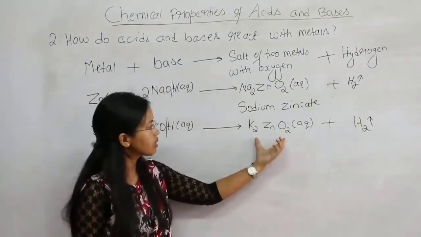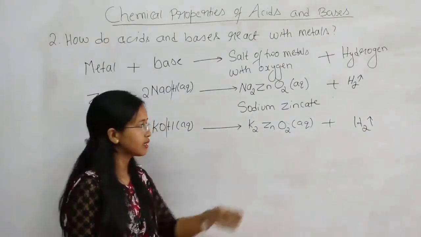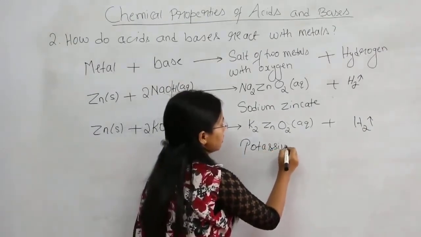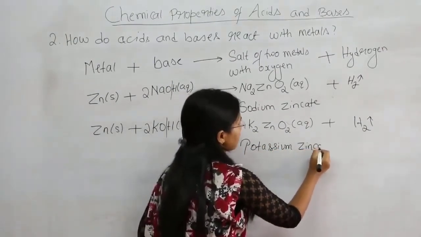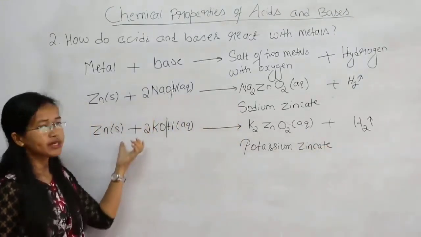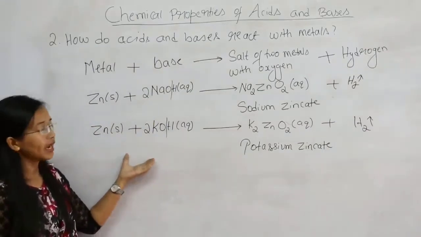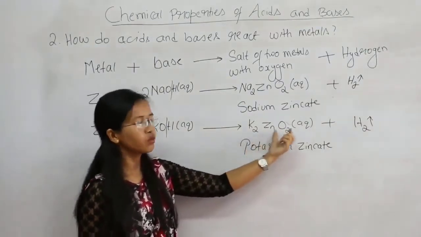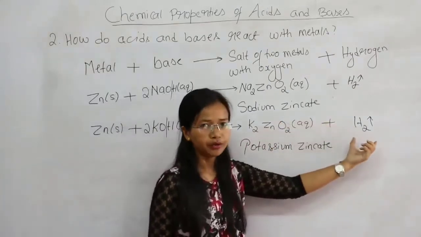This compound is named as potassium silicate. Alright. So these are 2 of the examples in order to understand the reaction of metal with a base. You will get salt of 2 metals with oxygen with the hydrogen.